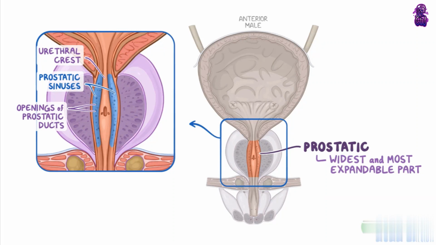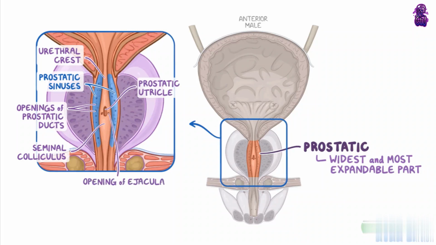The urethral crest extends inferiorly, forming a rounded eminence called a seminal colliculus. This eminence has a small, slit-like opening that leads into a small empty sac called the prostatic utricle. Finally, on each side of the prostatic utricle are the openings of the ejaculatory ducts, which are paired structures, each formed by the union of the ductus deferens and the duct of the seminal gland. So in this part of the prostatic urethra, the urinary and the reproductive tracts merge.